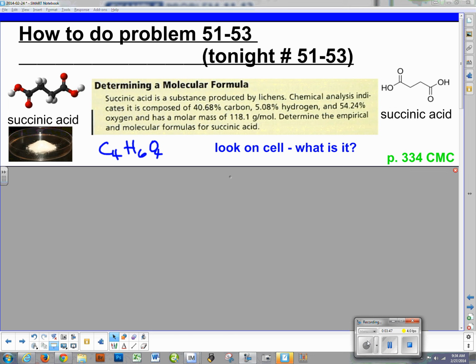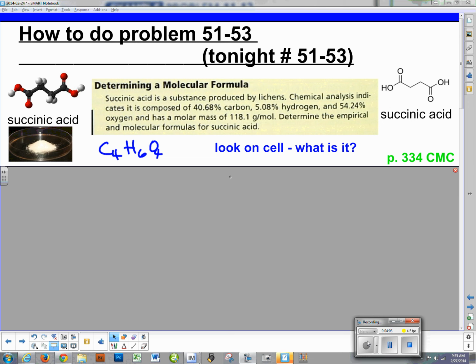It's used in the food and beverage industry. Ooh, what are they putting this stuff in? What do they say? Primarily as an acidity regulator. Very good. Yes.